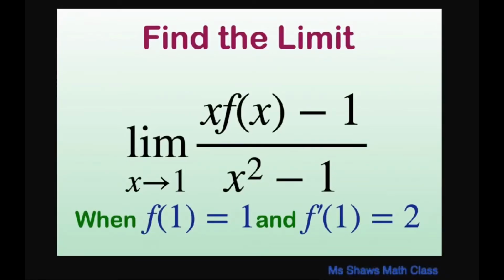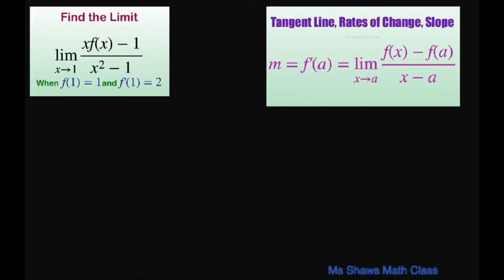Everyone, we're going to find the limit as x approaches 1 of x times f of x minus 1 divided by x squared minus 1. This is when f of 1 equals 1 and f prime of 1 equals 2. We're going to basically set it up using this formula. If I can set it up looking like this, I can try to find my f prime of 1. In our case, that would be equal to 2.